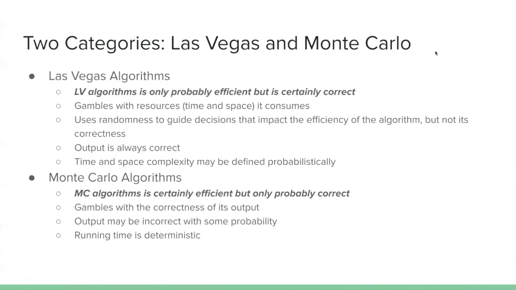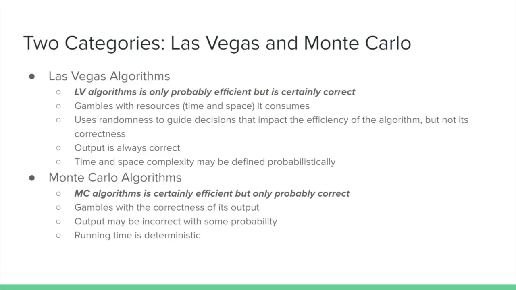So now I'm going to pass it on to Kaylee to talk about the categories of Las Vegas and Monte Carlo. So randomized algorithms are classified in two categories, the Las Vegas pattern and the Monte Carlo pattern. So let's just go through Las Vegas algorithms first. So Las Vegas algorithms are only probably efficient, but certainly correct.